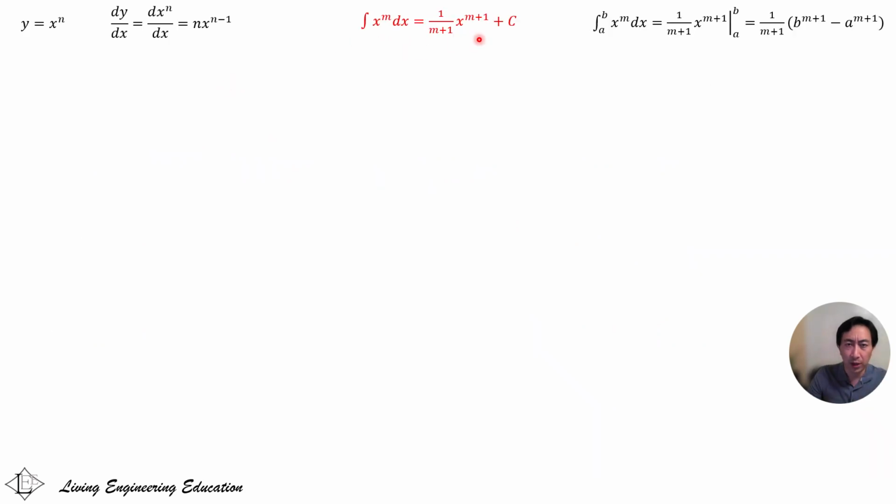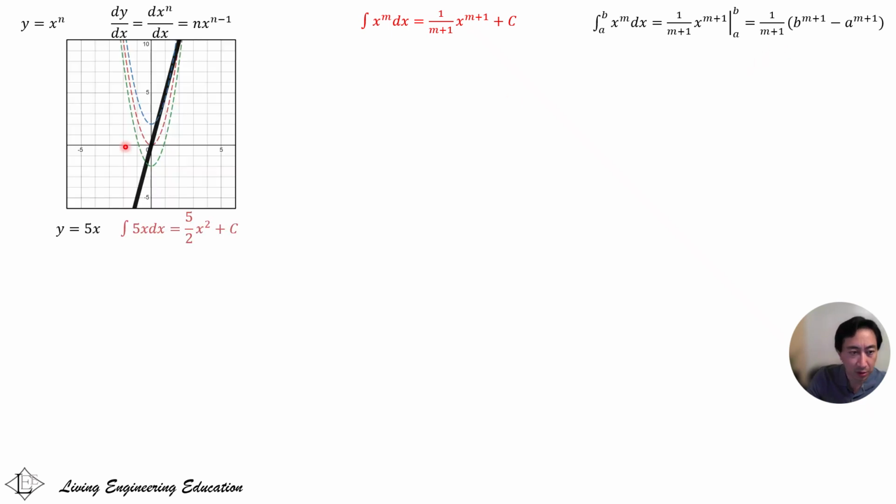Okay, so here we have our definition of indefinite integrals, and this is our formulation for the definite integrals. All right, so let's take a look at 5x. The function 5x is shown in black here. The integral of 5x: you can pull the constant 5 out, and then the integral of x dx is just going to be 1/2 x squared. So 5 times 1/2 x squared plus constant c.